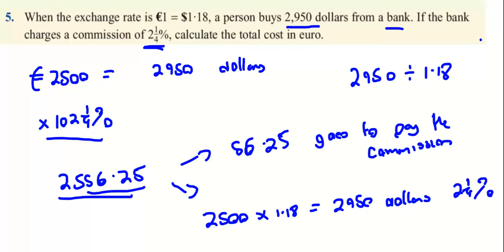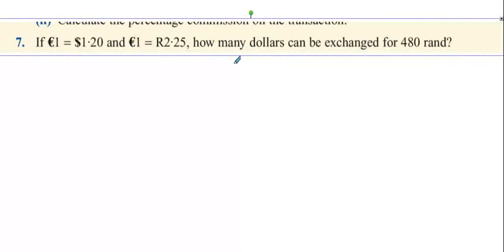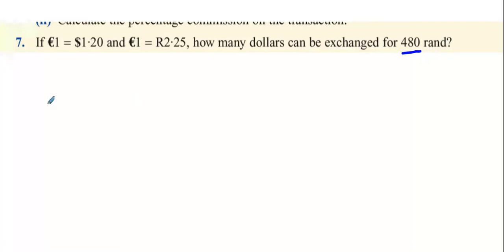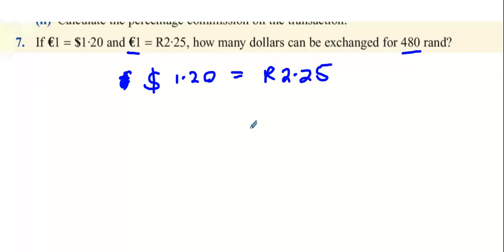Okay, question 7. How many dollars can be exchanged for 480 rand? Now this is interesting because we have a euro. So here's what we can do. Replace €1 here with $1.20, because we know that $1.20 is the same as a euro, and that's 2.25 rand. Okay. Next thing, figure out what 1 rand is. So divide both sides by 2.25.